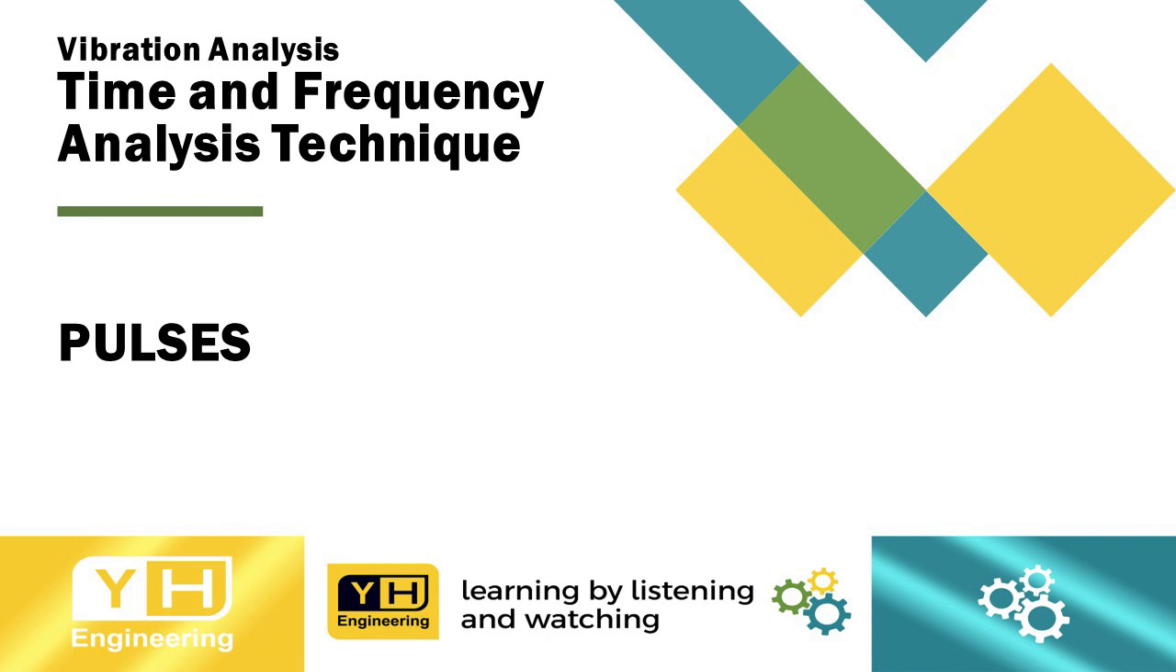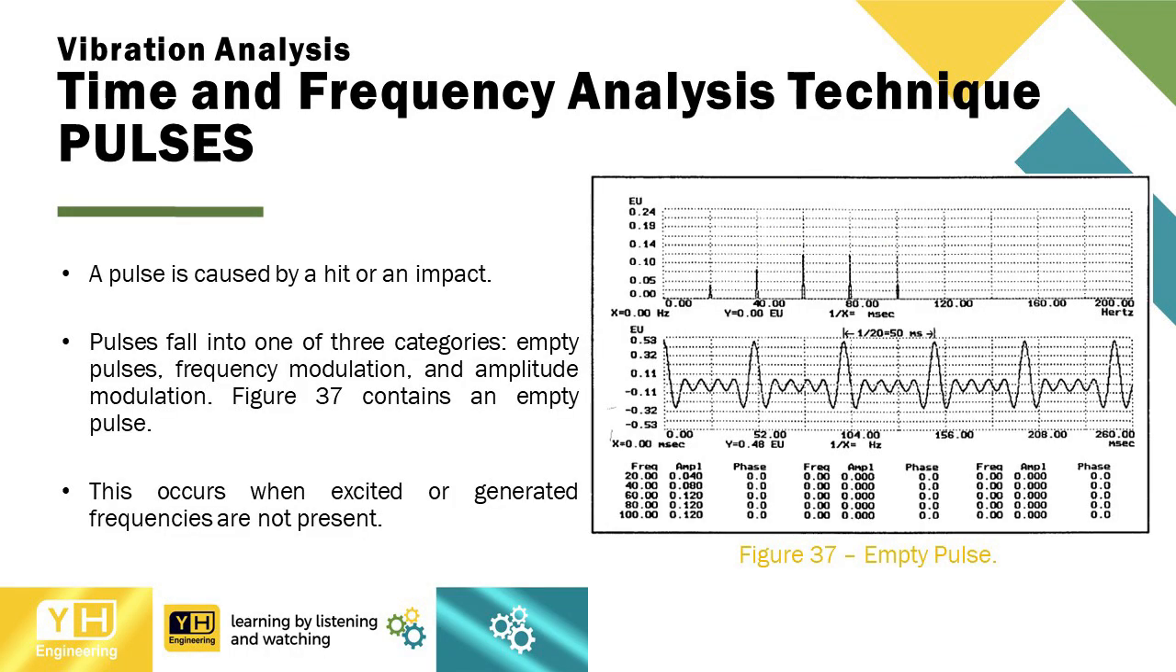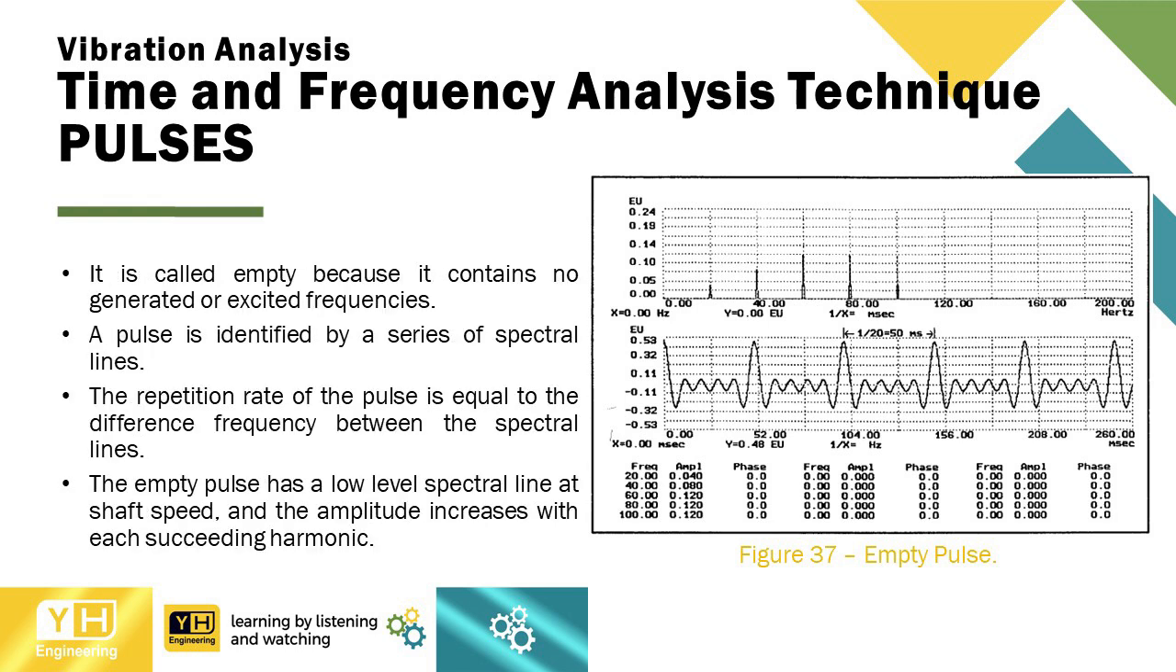Vibration analysis. Time and frequency analysis technique. Pulses. A pulse is caused by a hit or an impact. Pulses fall into one of 3 categories: empty pulses, frequency modulation, and amplitude modulation. Figure 37 contains an empty pulse. This occurs when excited or generated frequencies are not present. It is called empty because it contains no generated or excited frequencies.